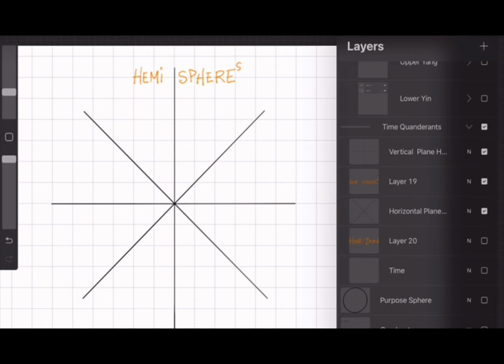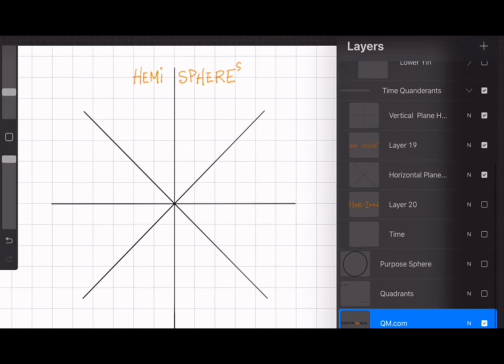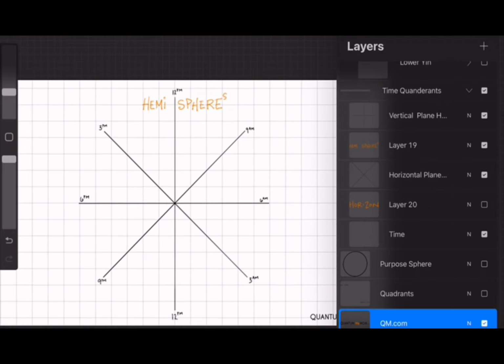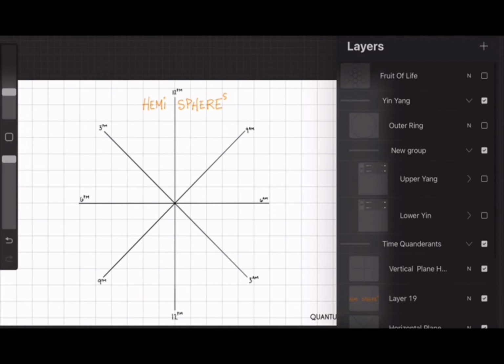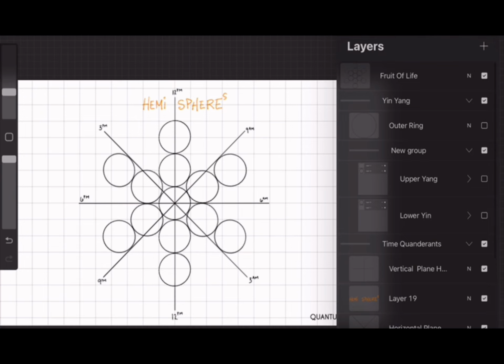Then we start to have time. If we have this cycle of time, we have a clock, we have noon, and we have midnight. So you can start to see that this fruit of life pattern very easily and quickly takes on the shape of a dial, of a cycle of time, whether it be the sun, the moon, or a day. So then you start to have this representation of things working in a macro way in this cycle and then in a micro way. They're overlapping and interlocking between each other.